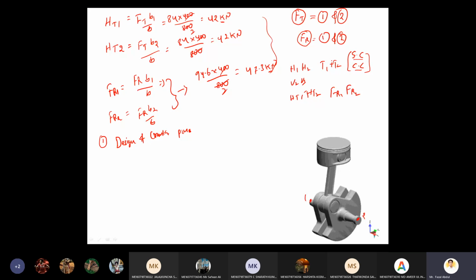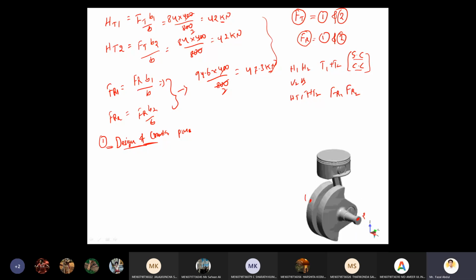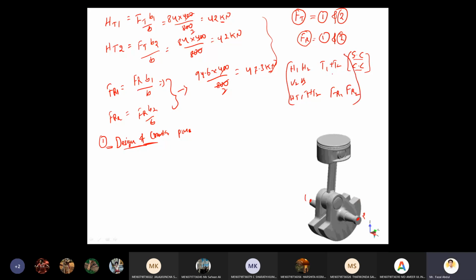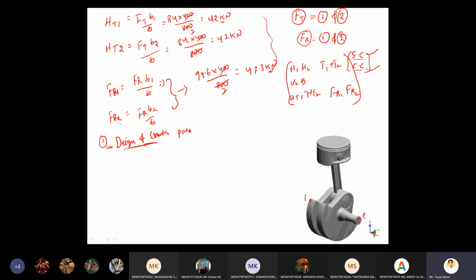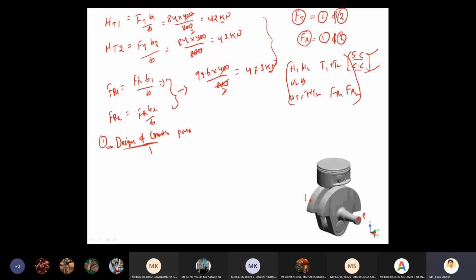Beginning of the design procedure means the design procedure starts from this point. To solve this design procedure, we require all these parameters. These parameters are common for the side crankshaft and center crankshaft. Remember this point. Now designing the first point, the design of the crankshaft pin. The crankshaft pin is denoted by DC.